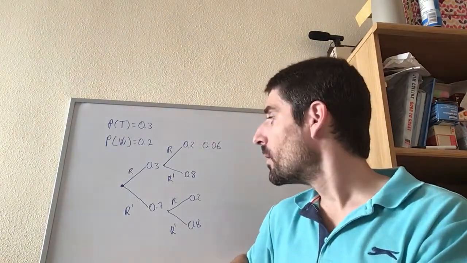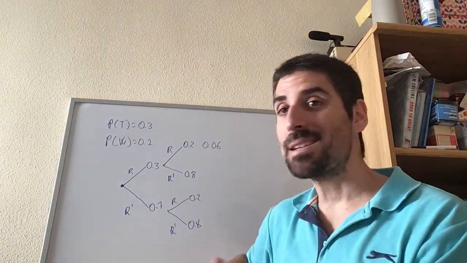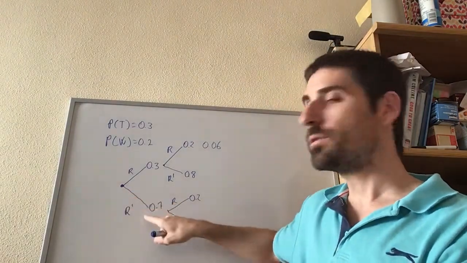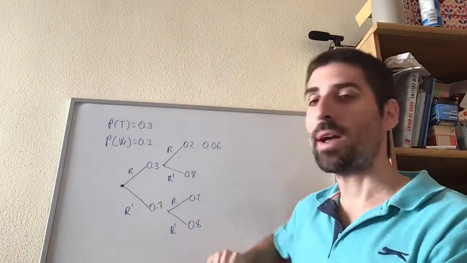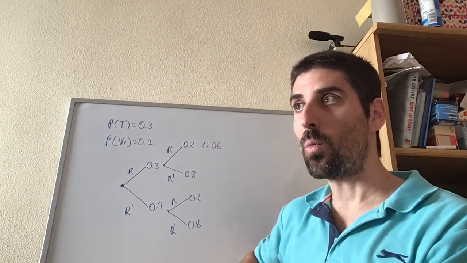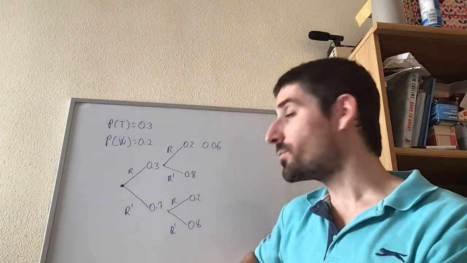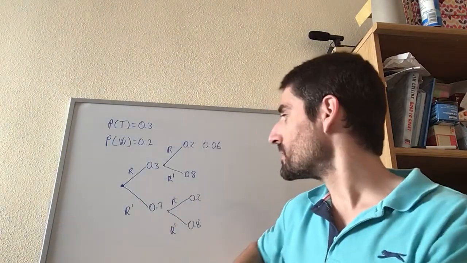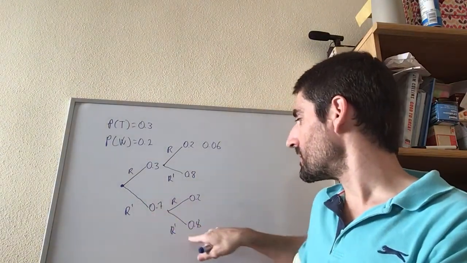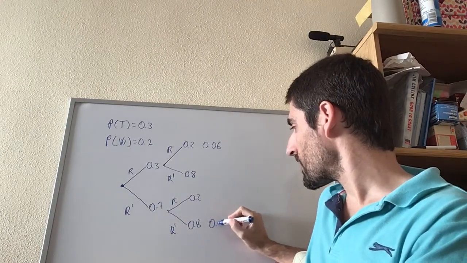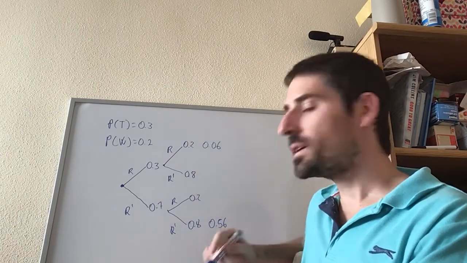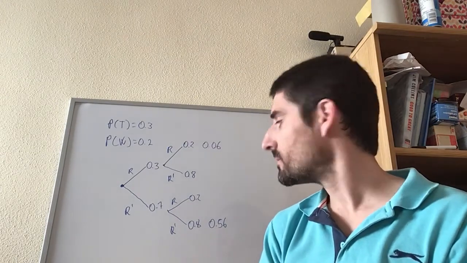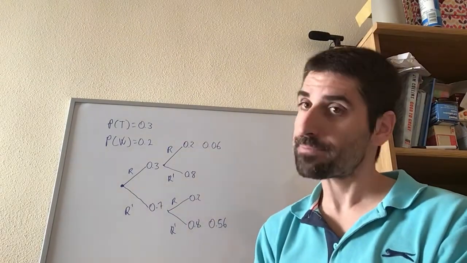What is the probability that it doesn't rain at all during those 2 days? I want no rain on Tuesday and I want no rain on Wednesday. The probability of no rain on both is no rain, and, again, and means multiply. 0.7 times 0.8 is 0.56. So the probability that it doesn't rain on both days is 0.56.